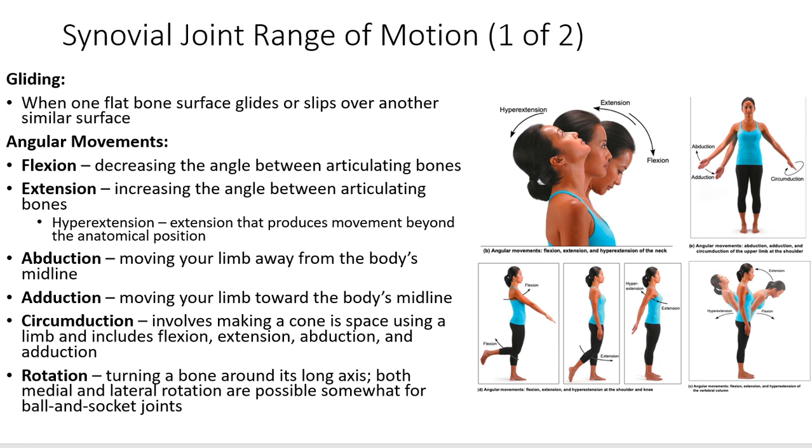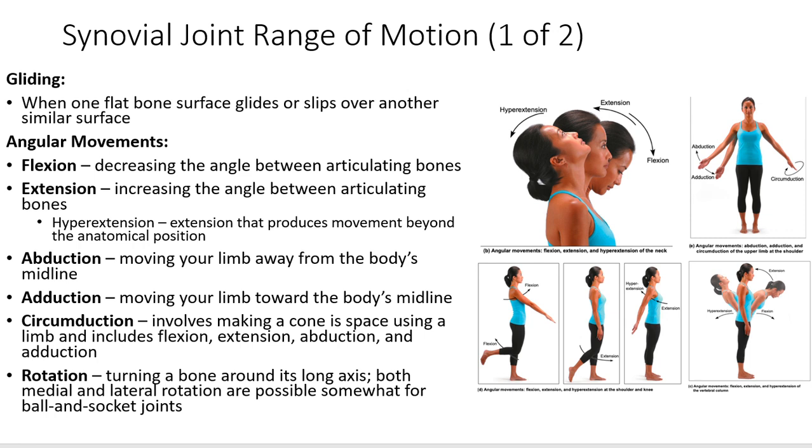Then you have angular movements, like decreasing the angle between articulating bones, that's flexion, or extension, increasing the angle between articulating bones. Flexion and extension are opposites of each other, and a good example of flexion is bending your arm at the elbow. A good example of extension is straightening your arm at the elbow.